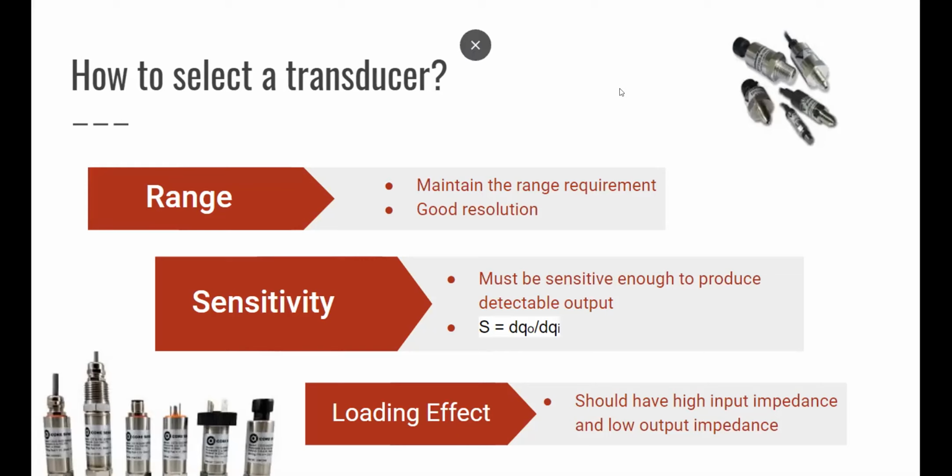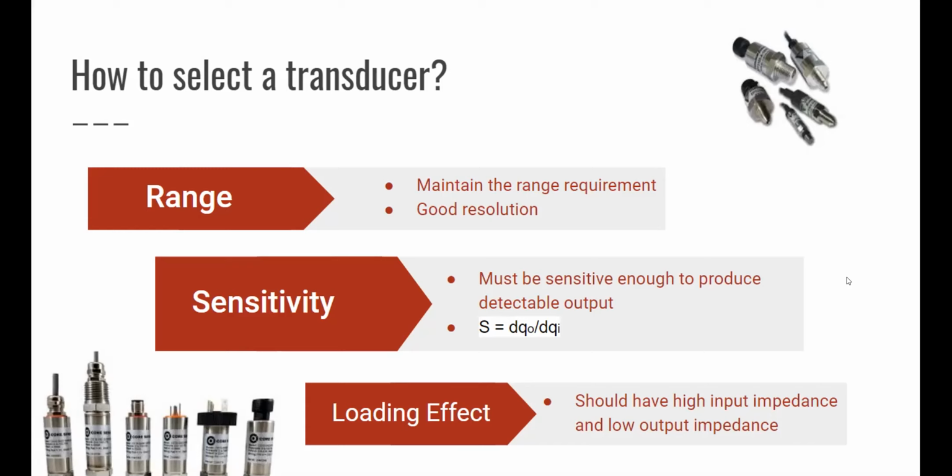The rating of the transducer should be sufficient so that it does not break down while working in its specified operating range. For example, we cannot choose a temperature sensing transducer that works in the range of 0 to 100 degrees Celsius for use in a boiler where the temperature is up to 1000 degrees Celsius.